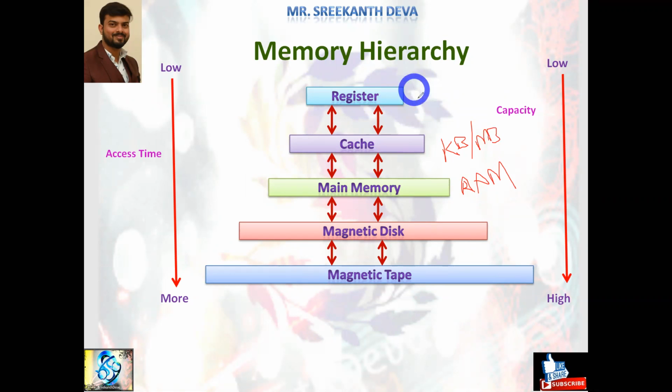In registers, we can store only in the form of what? Bytes only. Cache we can store up to kilobytes, megabytes. Coming to main memory, we can store here GB, correct or not? Gigabytes and megabytes, because some RAMs are available in 512 MB, some RAMs are available in the market in the form of 1 GB, 2 GB, 4 GB, 8 GB. Okay, that is nothing but what? Main memory.